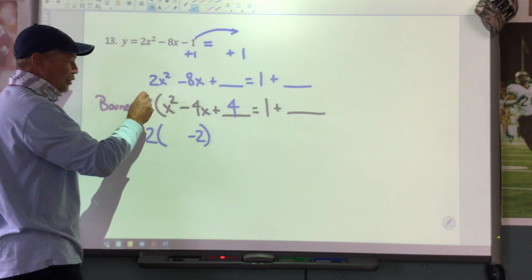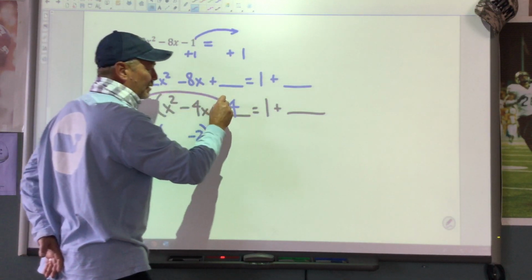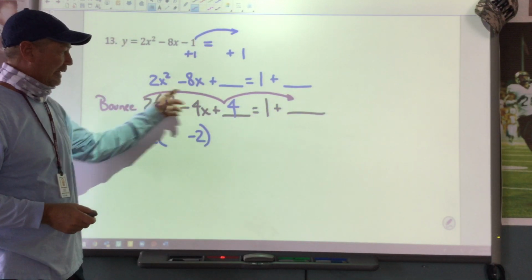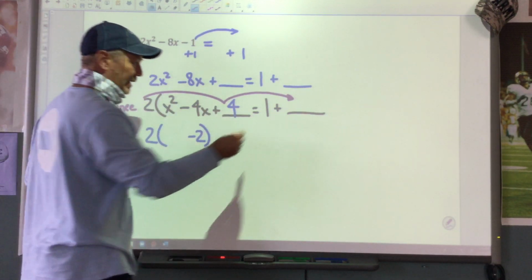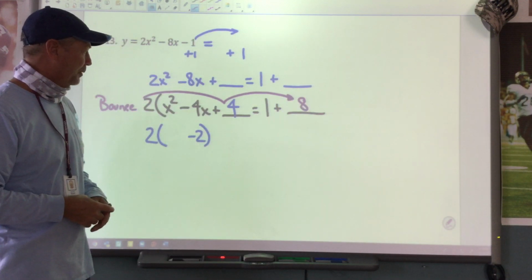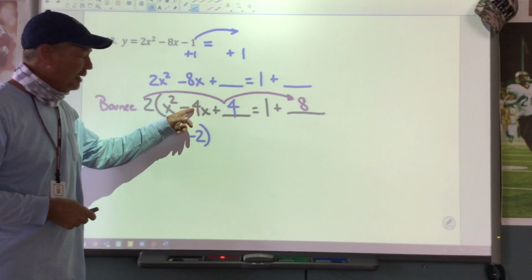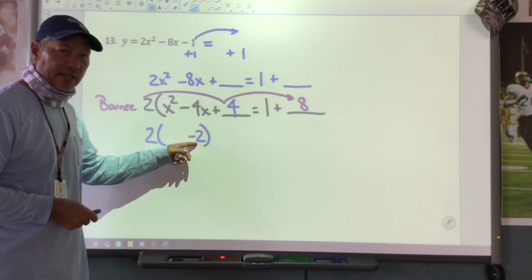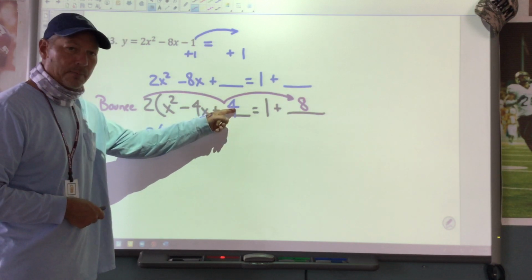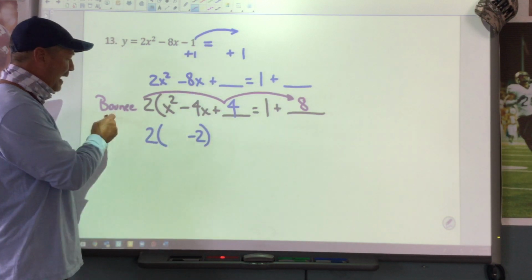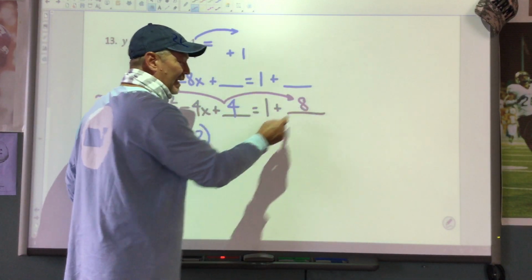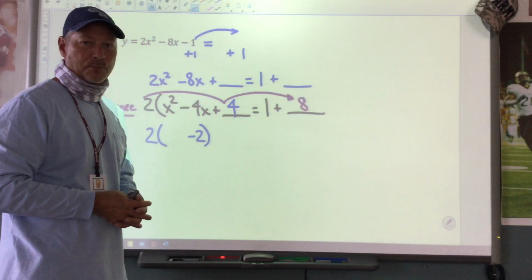I need to take that 2 and I need to multiply it. I need to bounce it. I go 2 times 4 is 8. What just happened? I still took half of b. I took half of b and got a negative 2. And I squared it. Negative 2 times negative 2 is 4. But since I factored, I'm going to bounce. I'm going to say 2 times 4 is 8. I have to bounce it.